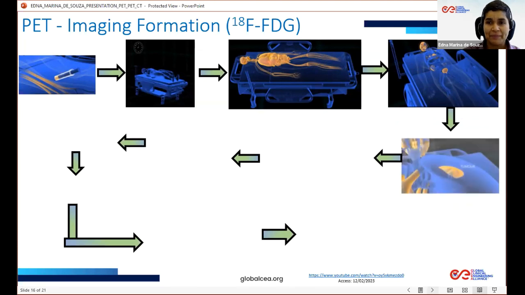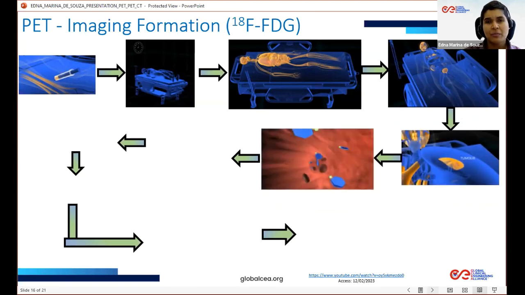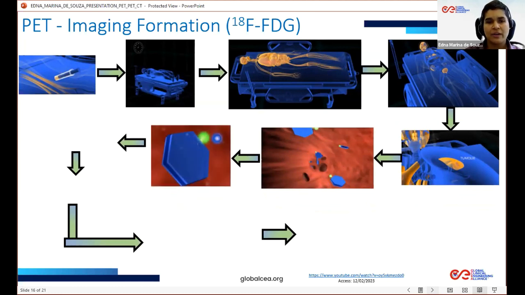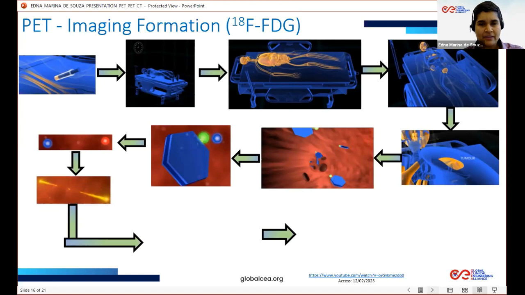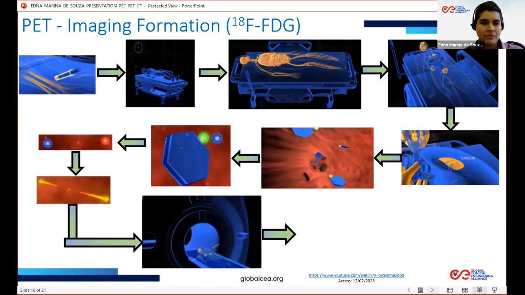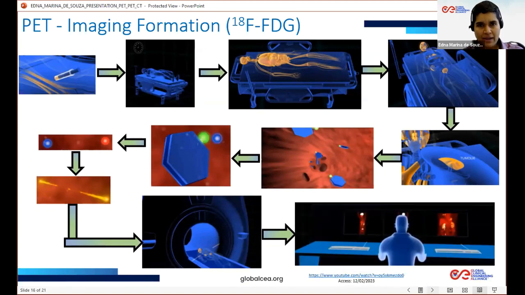The FDG moves from the blood vessels into surrounding tumor cells. Then the radioactive decay of the fluorine 18 inside the tissues releases nuclear particles called positrons. These positrons react with nearby electrons in an annihilation process, producing a pair of gamma rays in opposite directions.